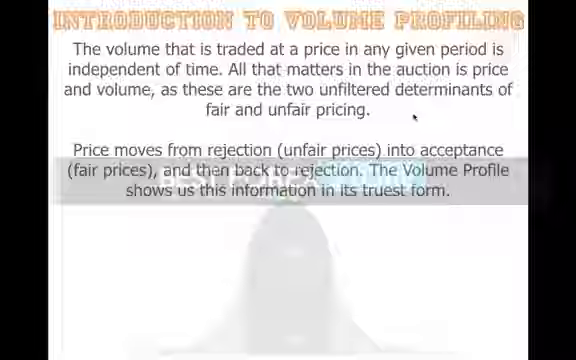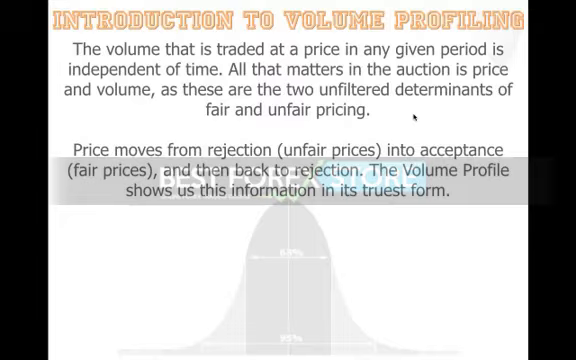No need for moving averages or stochastics or oscillators. This volume profile shows you the auction process, shows you buyers and sellers, where they're positioned, where the market sees value, and where the market is seeing rejection. The volume profile shows you everything you need to know.